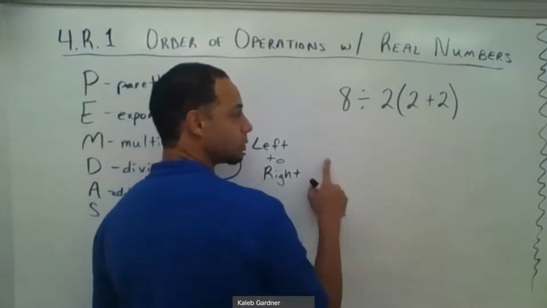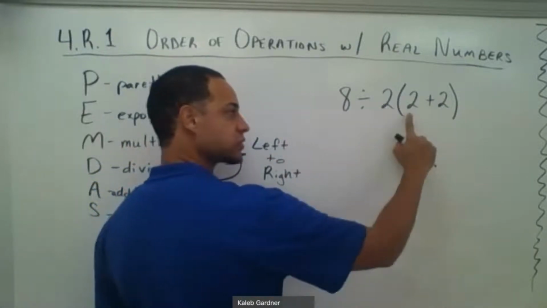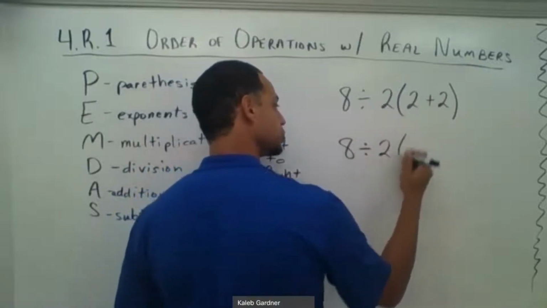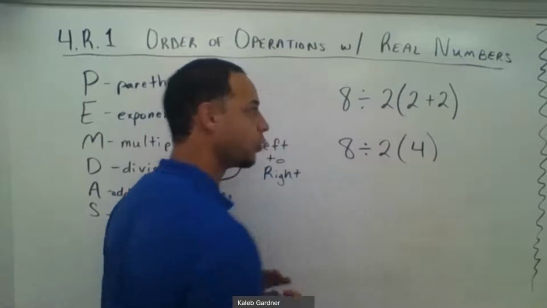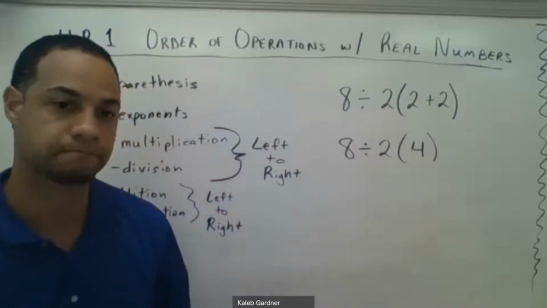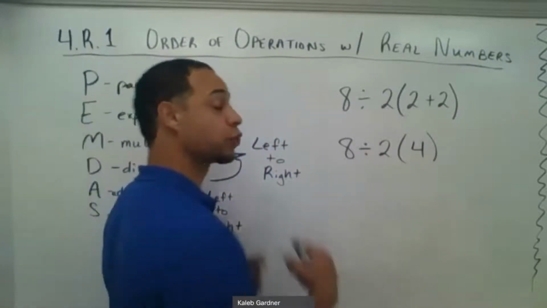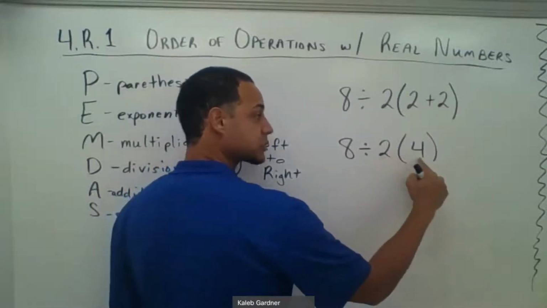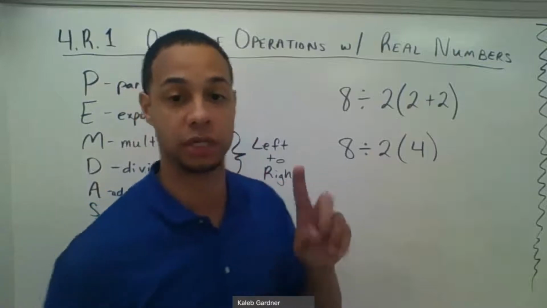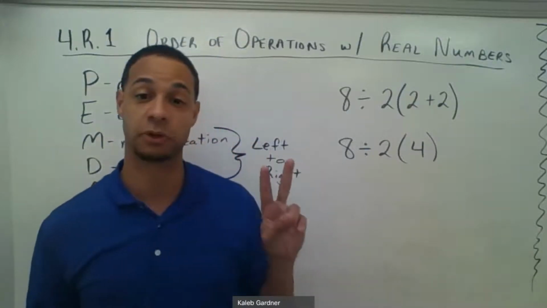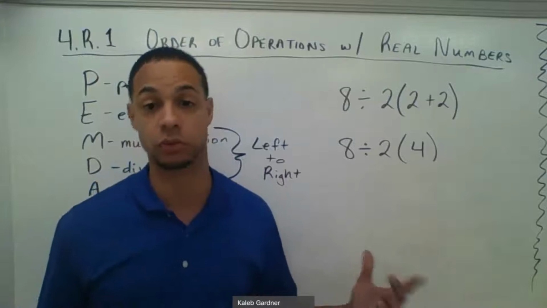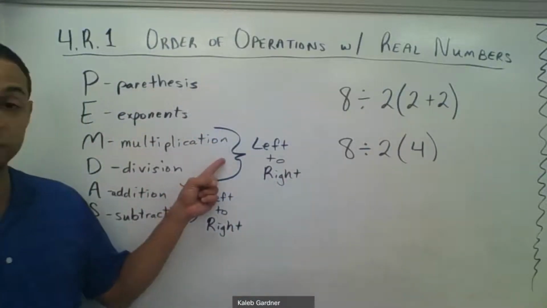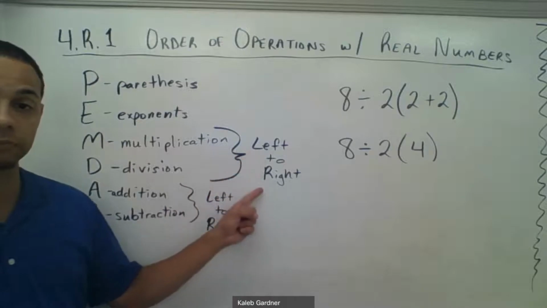Here we go. Again, we do the parentheses first. So now we have 8 divided by 2 times 4, because 2 plus 2 is 4. Let's continue. Again, I'll read it one more time: 8 divided by 2 times 4. We have two actions occurring, division and multiplication. Which one do we do? What does our rule say? Multiplication and division, we do whichever comes first as we read the problem left to right.